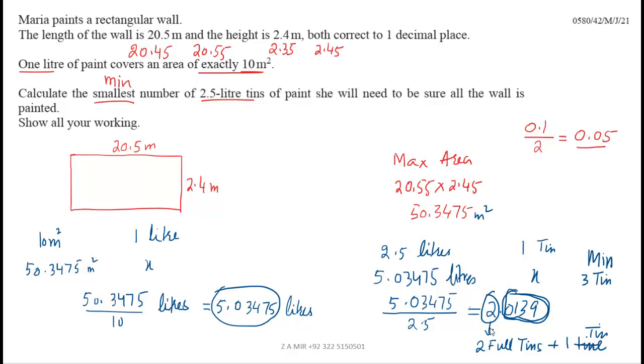Out of these 3 tins, the paint of 2 tins will be used fully, and we will use a portion of the third tin. But from the market, we will buy 3 tins because we have to find the number of tins. So we use a minimum of 3 tins to paint this wall.